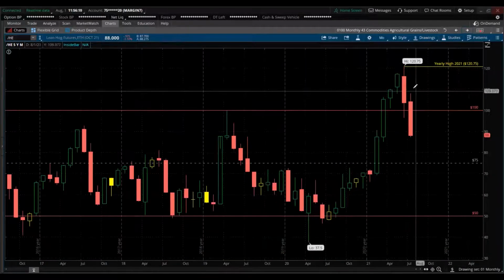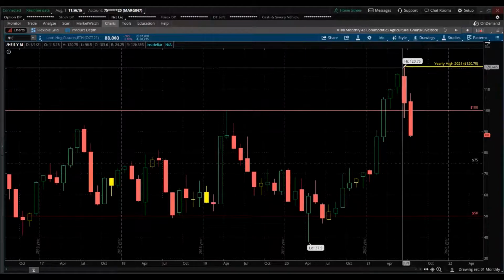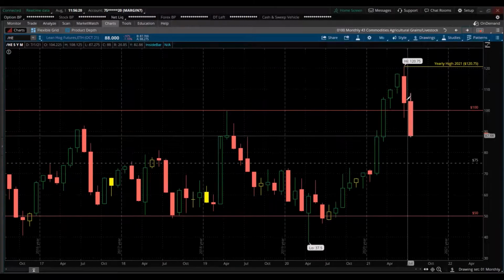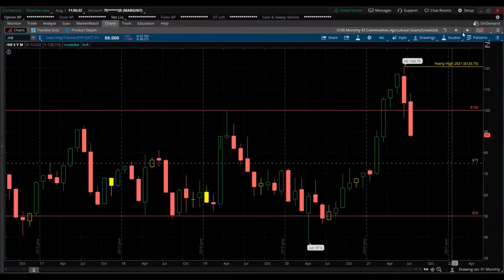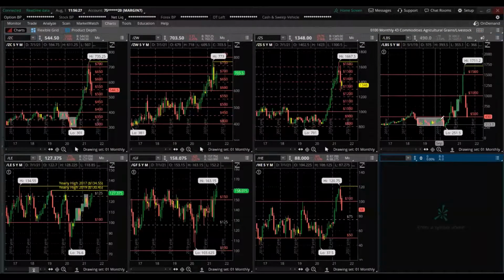And lean hog, huge sell-off. Interesting what's going on with certain livestock, but lean hogs selling off. Even bigger trading range. Yep, way off the highs. So there we go. We have the commodities and the currencies to see the price action. Lots of trade setups occurring.